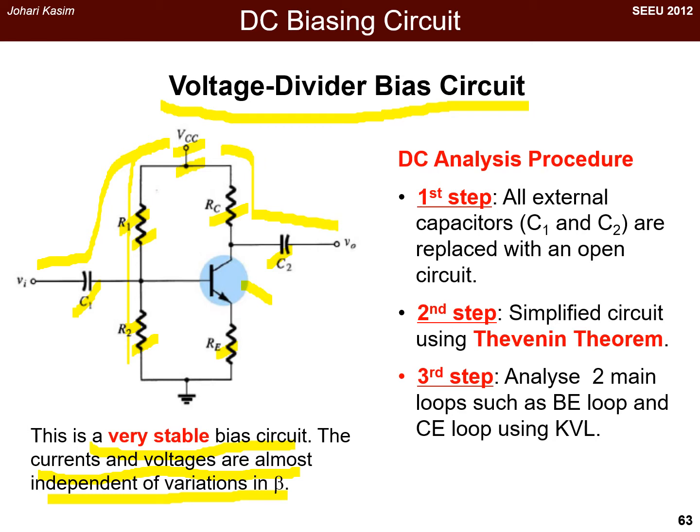To do the DC analysis, the first step is to treat capacitor C1 and capacitor C2 as open circuits. And then the second step, we simplify the voltage divider circuit using the Thevenin theorem. And then we analyze two loops, that is the BE loop, to find the current IB and current IC, and then we use the CE loop to find the voltage VCEQ of the transistor BJT.